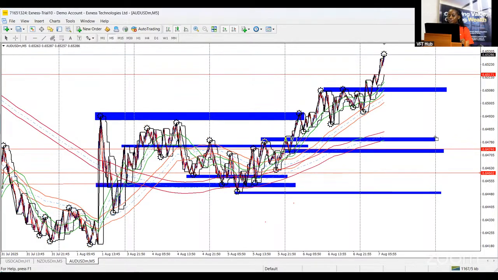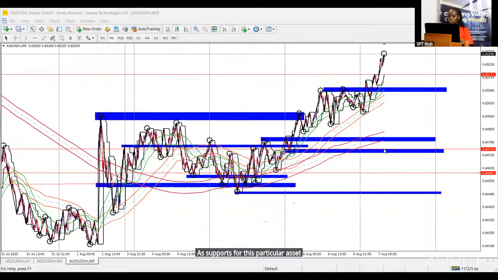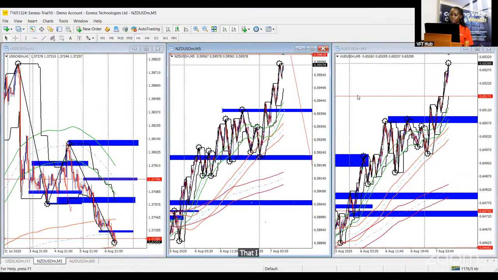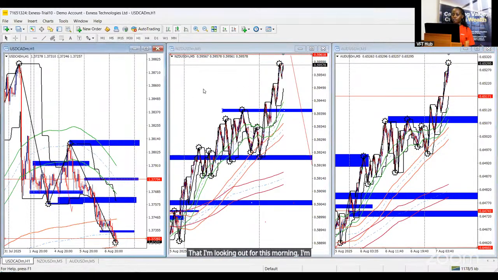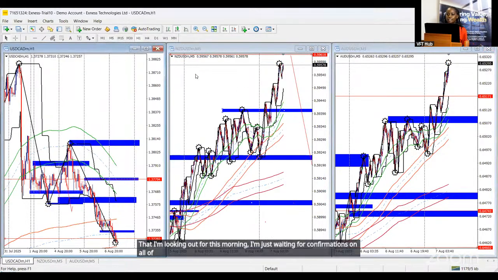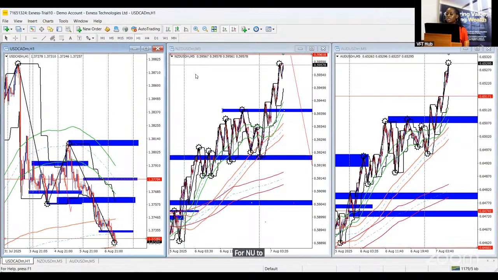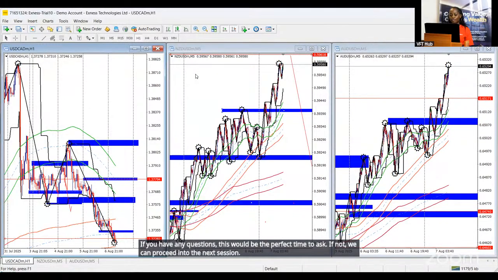So these are now the 4 zones I'm looking out for that could serve as support for this particular asset class: 1, 2, 3, and 4. And that's my bias that I'm looking out for this morning. I'm just waiting for confirmations on all of these asset classes for NZD to take a temporal sell, AUD temporal sell, USD/CAD temporal buy as well. If you have any questions, this will be the perfect time to ask. If not, we can proceed into the next half of this session.